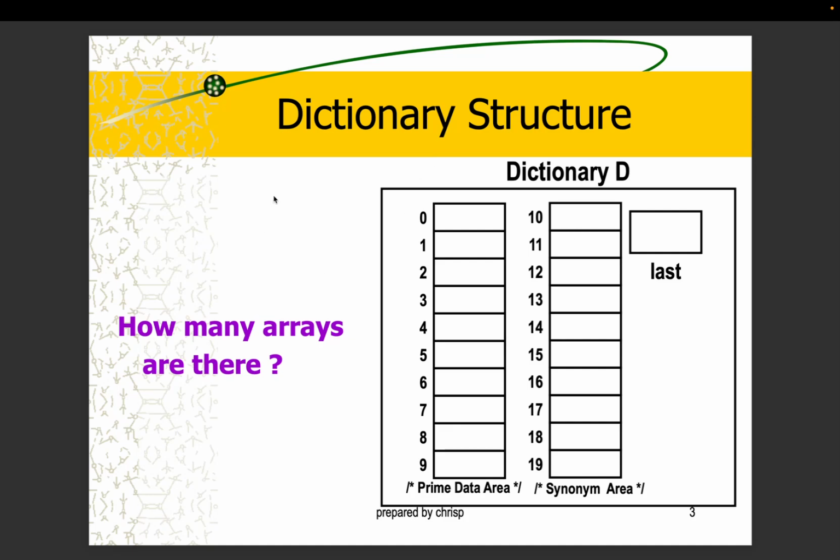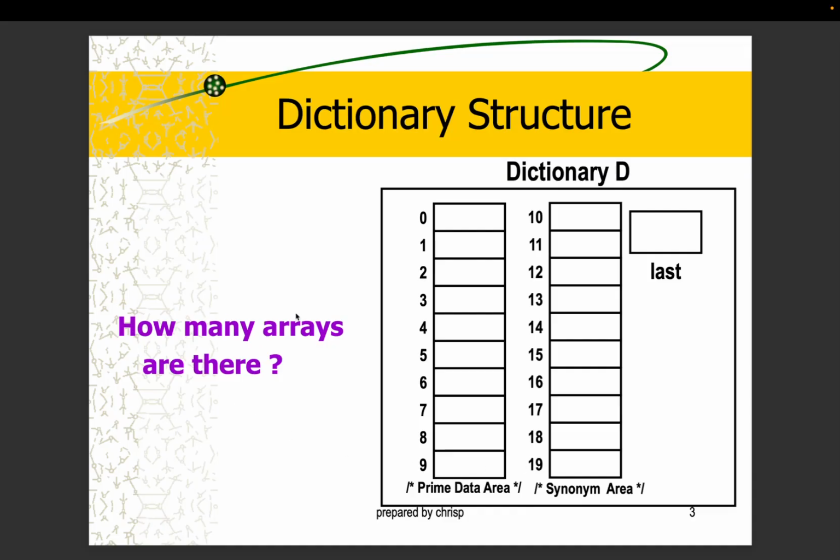Your dictionary is now a structure that contains an array which represents the prime data and a synonym area. Prime data is, let's think of this as the head or the first value or element that you are inserting. Synonym area is the location where your collided elements go into.